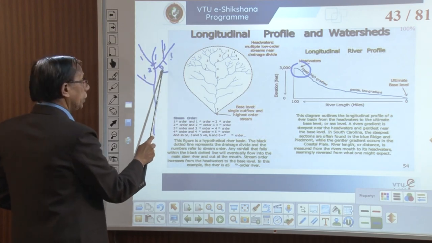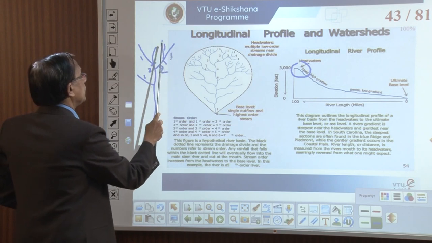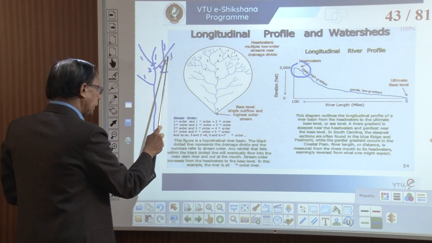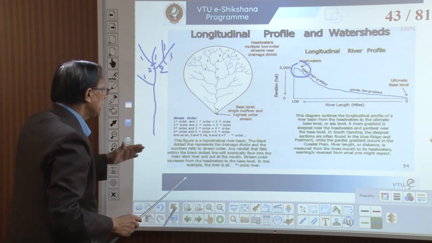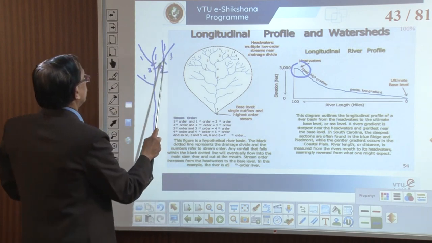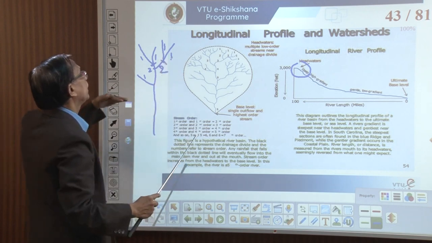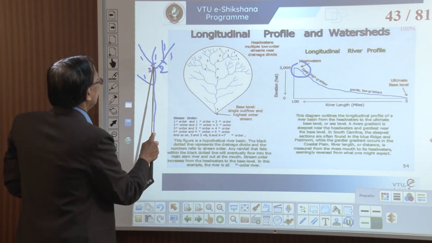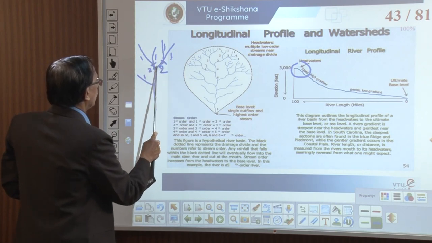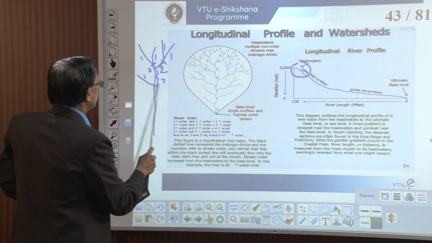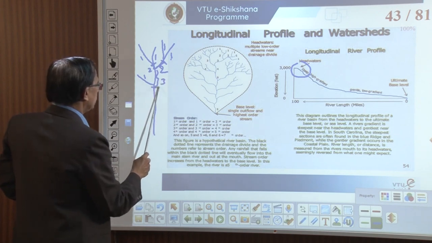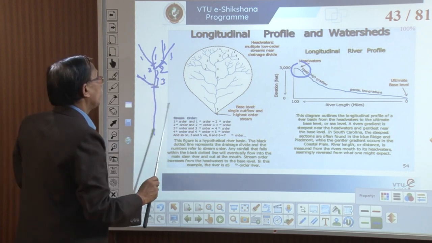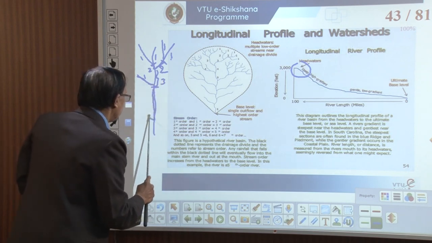In the first order, they do not have any branching. When tributaries of the same level, 1 and 1, meet, their hierarchy increases, they become order 2. Here to here is 2 order, therefore here onwards it is 3. Here to here is 3 order. If 1 order joins 3, its order does not change, it remains 3 order.